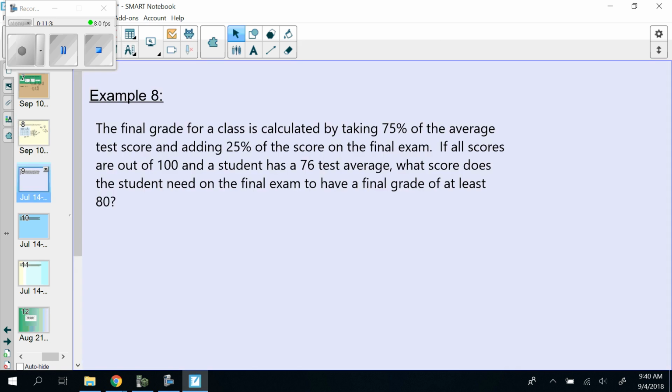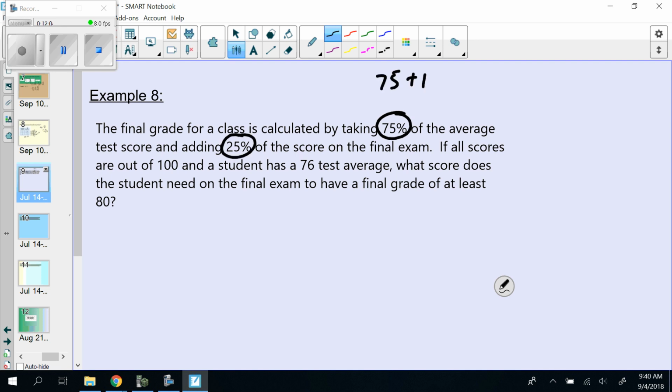Okay, next example says the final grade for a class is calculated by taking 75% of the average test score and adding 25% of the score on the final. If all the scores are out of 100, the student has a 76 test average. What score does the student need on the final to have a final grade of at least 80? This is what's called weighted average, because now we're dealing with percentages. There's a percentage here and a percentage here that together add up to our final grade of 100%.